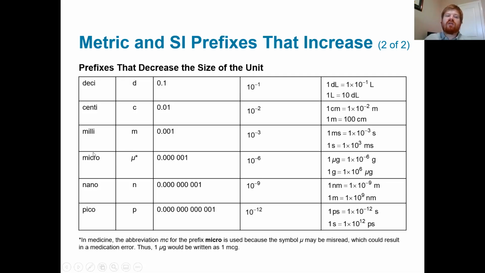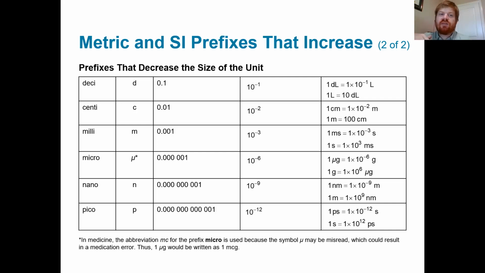Most of the time, we're going to talk about, for example, microliters, milliliters, centiliters, and then deciliters. Okay, I'm getting a little ahead of myself. Apologies, but these are very important. So definitely make sure that you're understanding these that decrease the size of the unit. So now we were taking a unit and making it bigger. Now we're using it and just making it a little bit smaller.